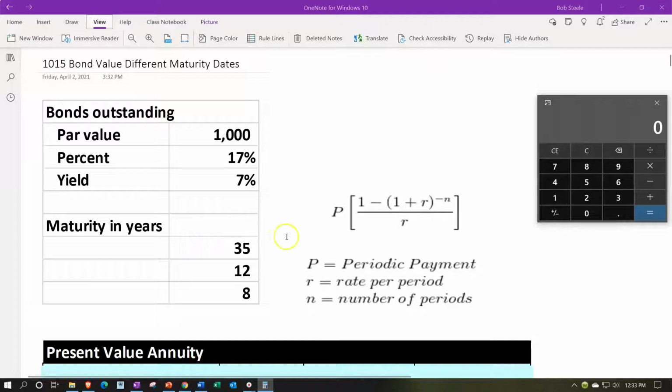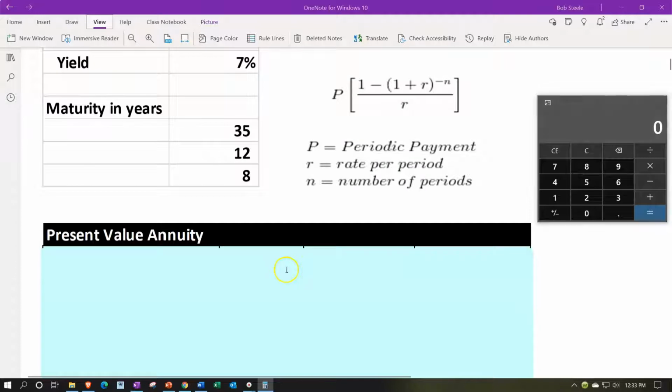We have the P, this is going to be the annuity function, P times 1 minus (1 plus R) to the negative N, over R. P is going to be the 1,000 times the 17%. Then the numerator is 1 minus (1 plus R) to the negative N. R is the market rate, the 7%. N is the number of periods, in this case years, 35 is our starting point, divided by R, once again the market rate, 7%.